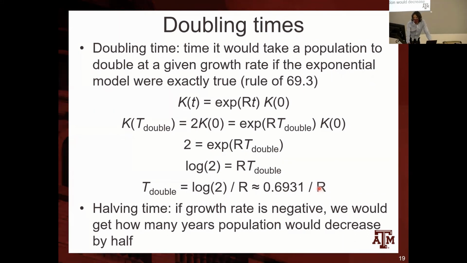If this growth rate is negative, if the population of a specific country is declining, what we're going to get here in T would be how many years the population would decrease by half. If the population keeps declining at this negative rate that we might have in a specific country, the T is going to tell us how many years it would take for the population to be K0 divided by 2. Okay?